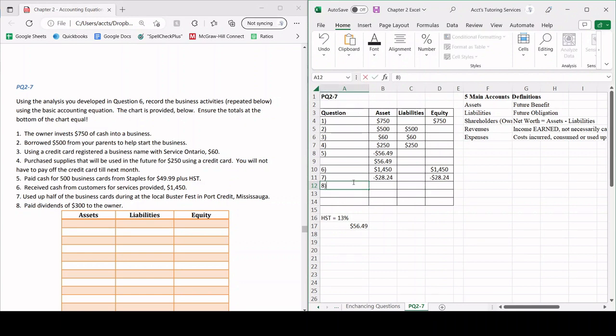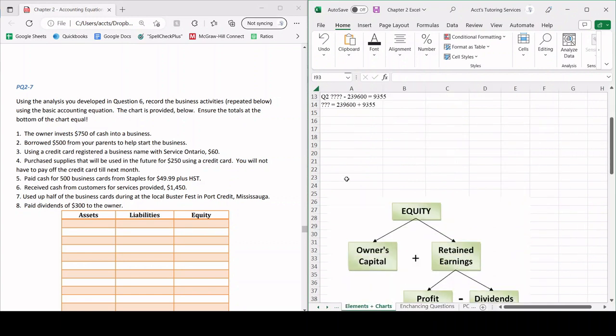And now for 8, we pay dividends of $300 to the owner. So the business essentially paid out $300 in cash. Cash is an asset, so assets are going to go down. And since we paid out dividends, dividends impact equity directly. So we're going to reduce equity by $300.